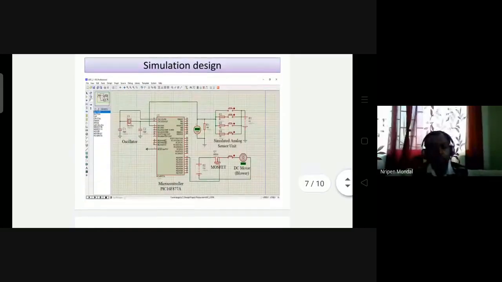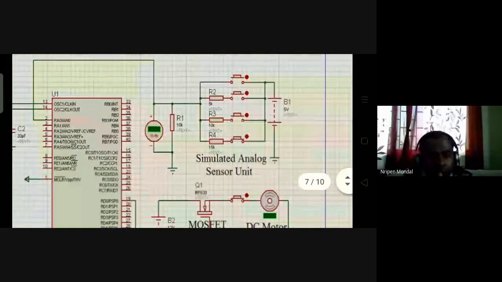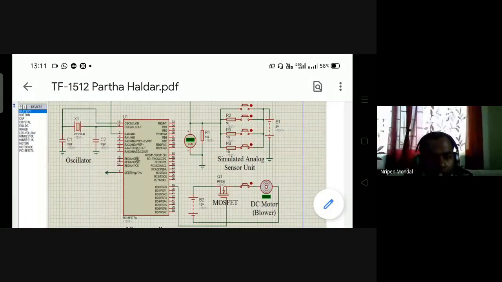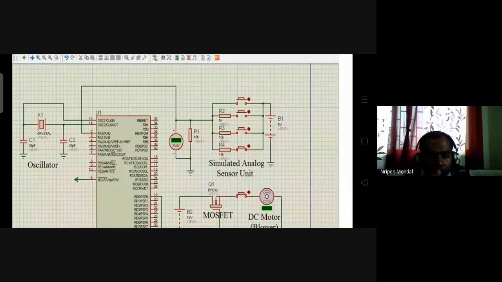So this is the simulation design. This particular simulation design is for one tile and one pressure sensor, as I have shown in the room model. Such 8 designs will be needed for that particular room. This is for one motor and one pressure sensor.